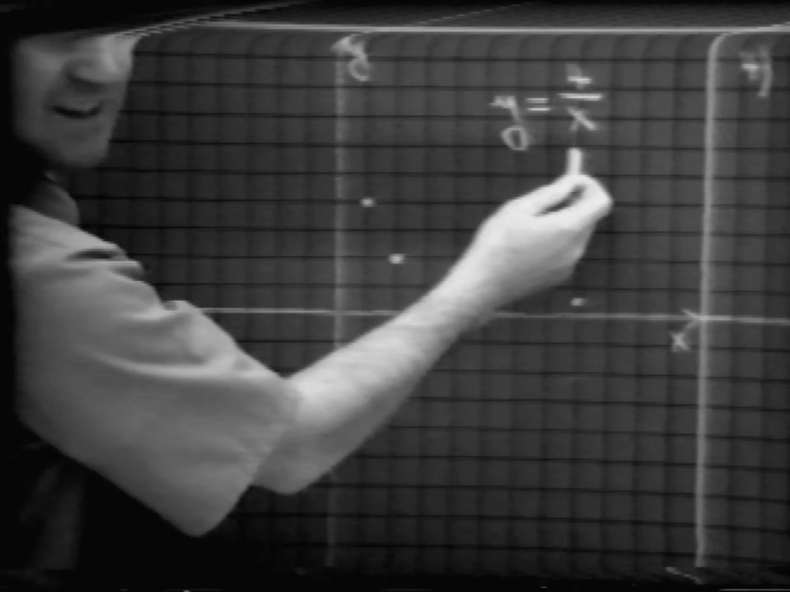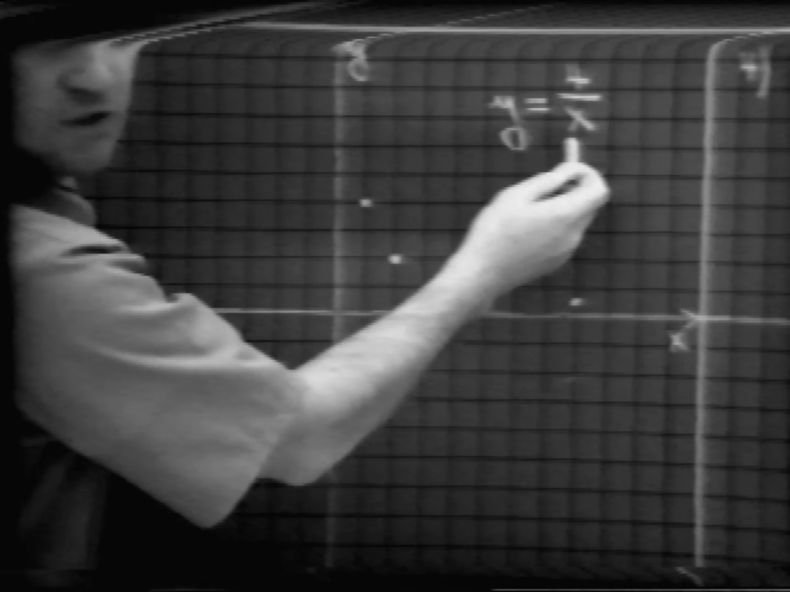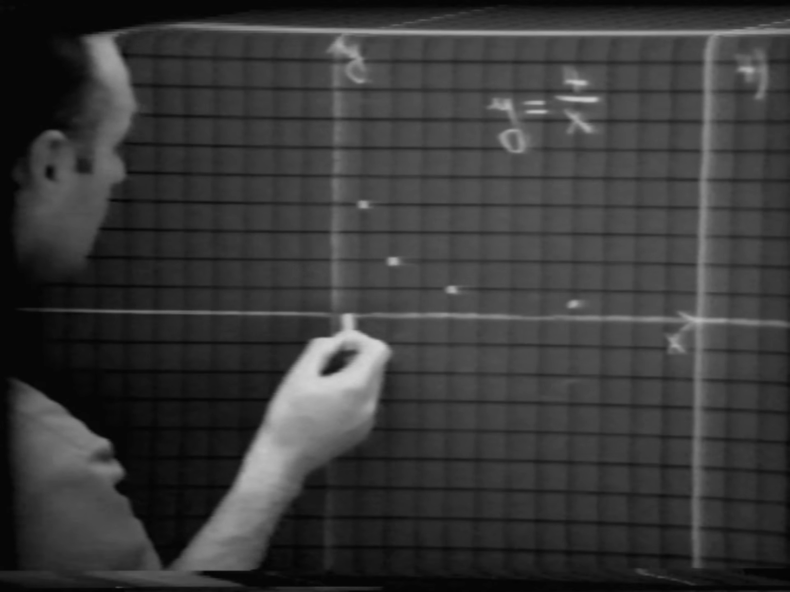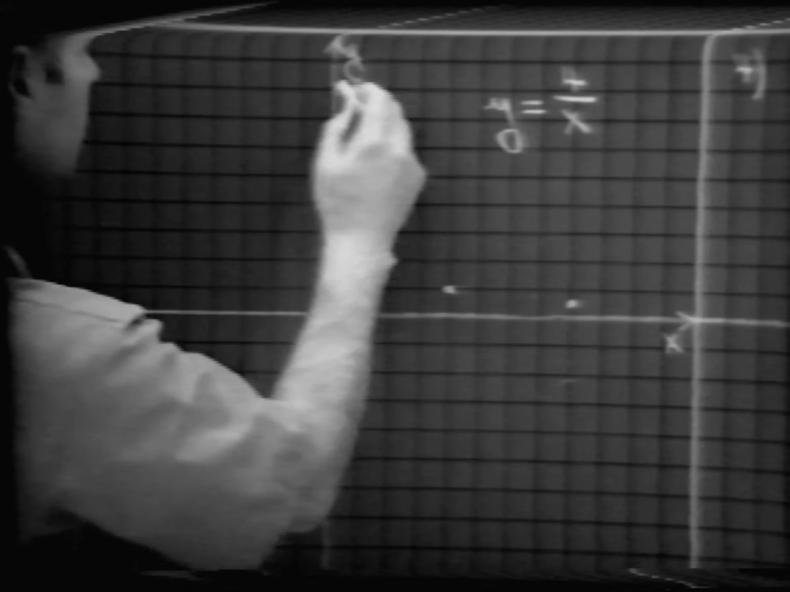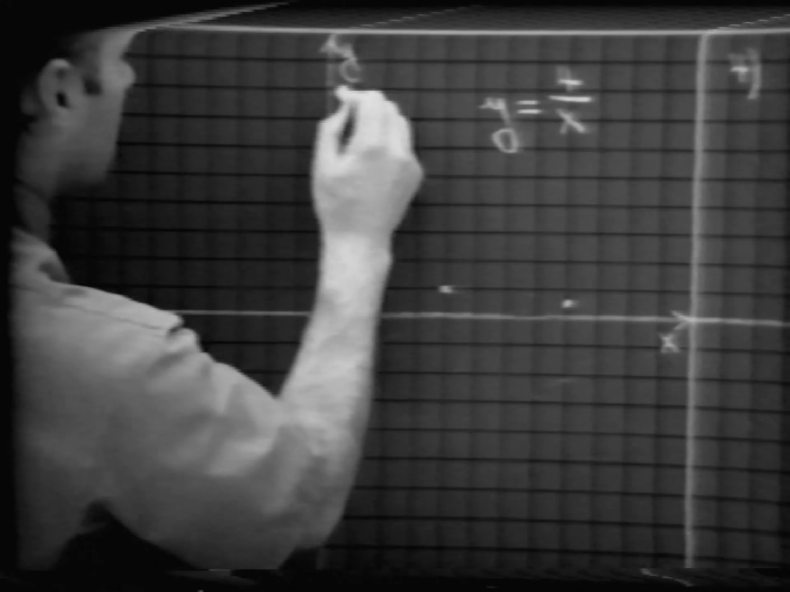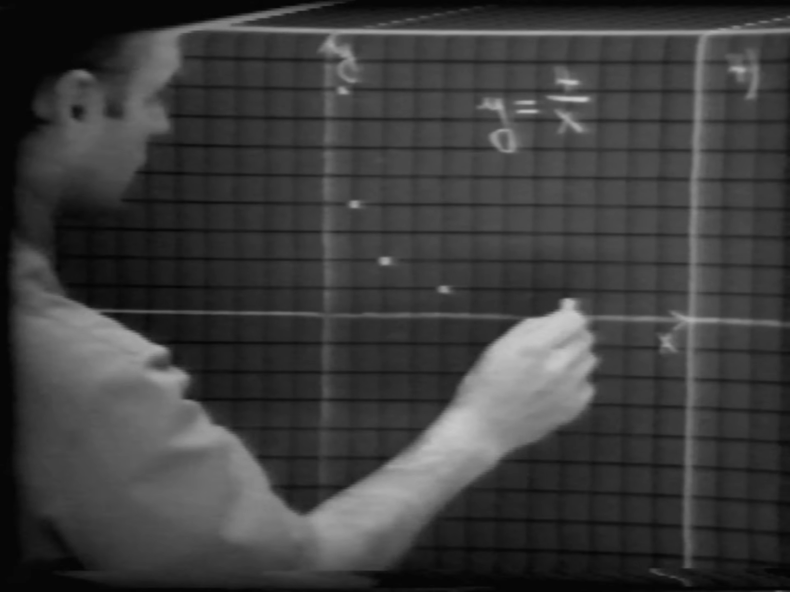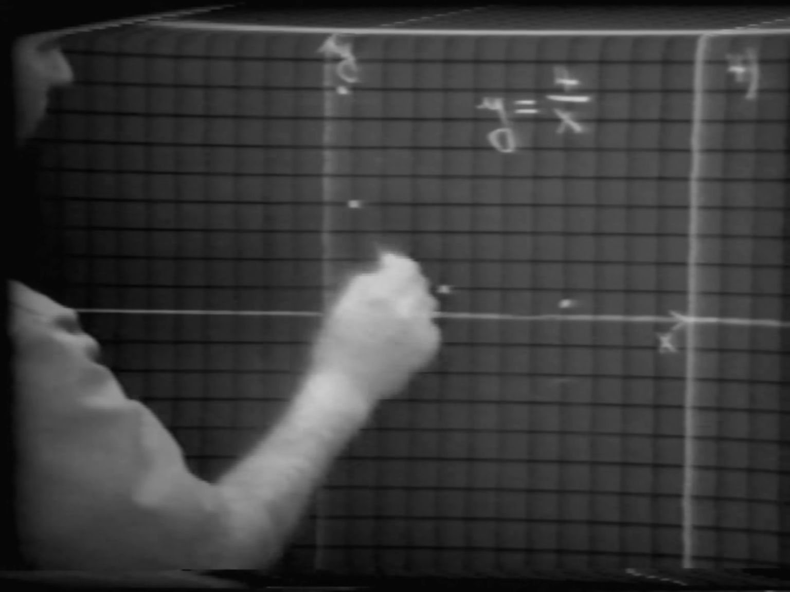Let's take x to be 1/2. Suppose x is 1/2. 4 divided by 1/2 is 8. So when x is 1/2, we're up here at 8. This point must be on our graph. So if we were to make a nice smooth curve through it, it looks like it's going to look something like this.